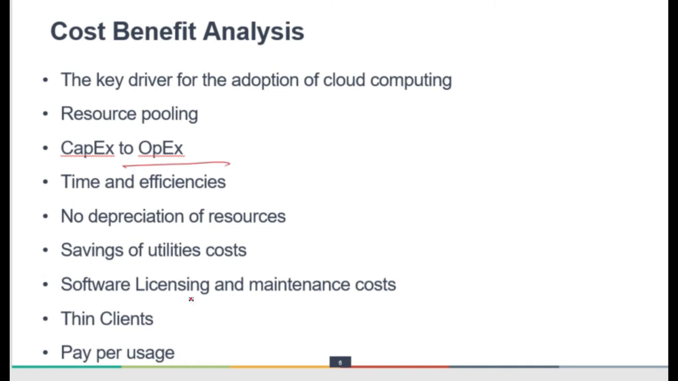Saving of utilities and cost: choosing cloud can reduce the cost significantly. Software licensing and maintenance cost is all on a usage basis. Thin client: again, this is thin client based. You just need to access using your thin clients. Pay per use.